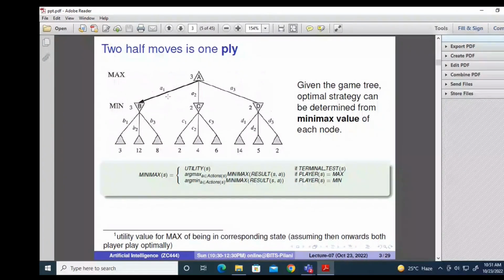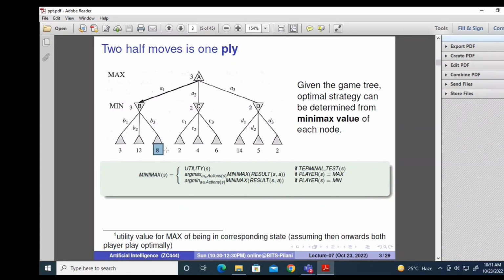So if you take the action A1, you come here, and now min can take these three options. Out of them, if min takes B1, you get the profit of 3. If min takes B2, you get the profit of 12. If min takes B3, let's assume these three actions are available, then you get the profit of 8. Let's assume that somehow it has been computed.